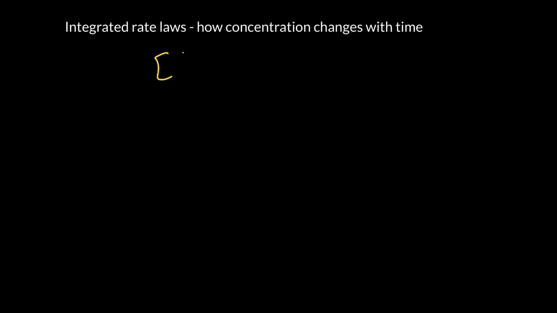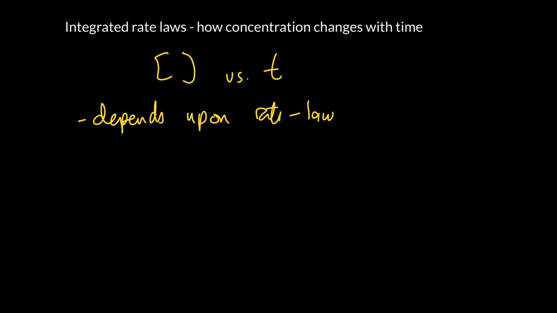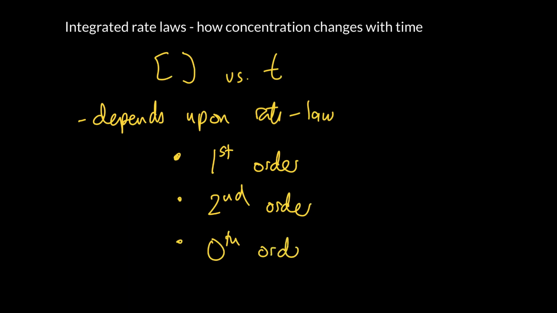So essentially what we're trying to do is figure out how concentration varies with time. And it turns out it depends upon the kind of rate law you have. And it's actually kind of complicated. And so we're going to go ahead and look at just 3 different situations. We're going to look at a first order rate law, and we're going to look at a second order rate law, and just for fun we're going to look at a 0th order rate law. So we're just going to look at these 3 situations here.